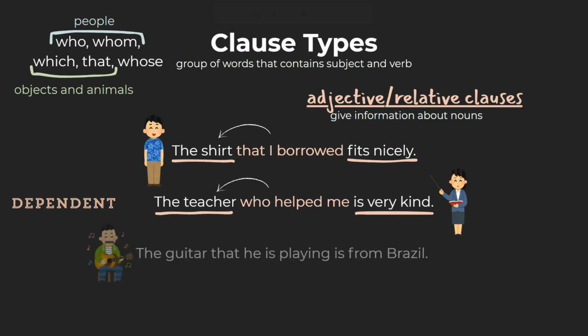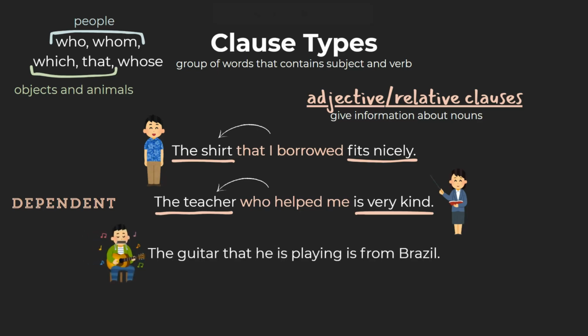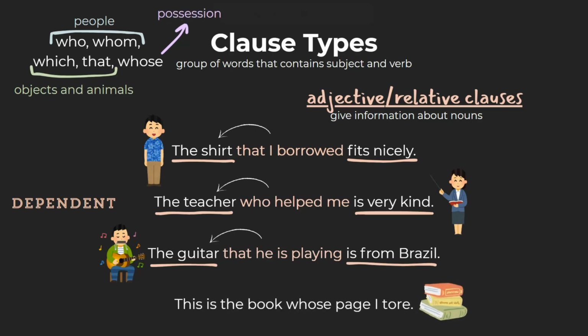For example, "The guitar that he is playing is from Brazil." We have the independent clause, the guitar is from Brazil, and the adjective clause, that he is playing, describing the guitar. And finally, whose is used for both people and things and indicates possession. For example, "This is the book whose page I tore." Again, we see the independent clause, this is the book, with the adjective clause, whose page I tore, describing the book.